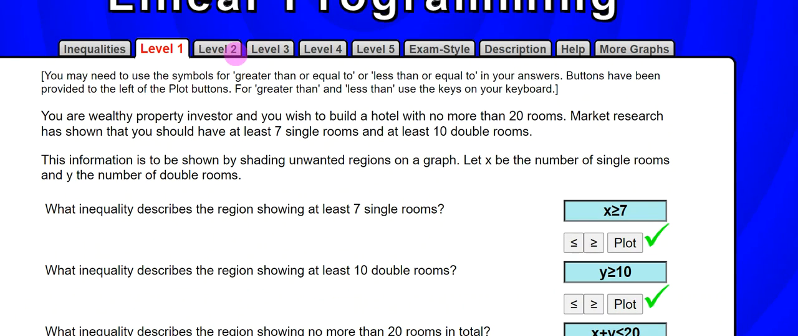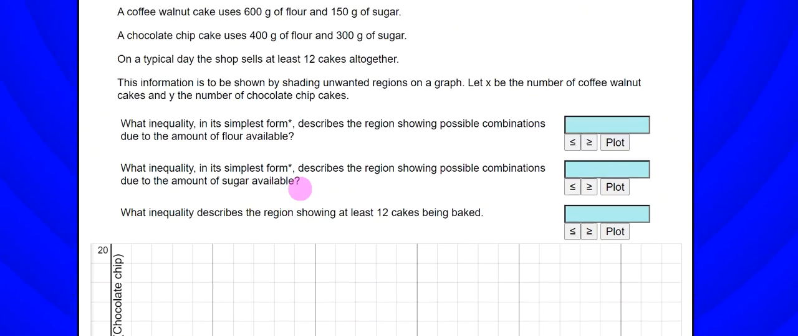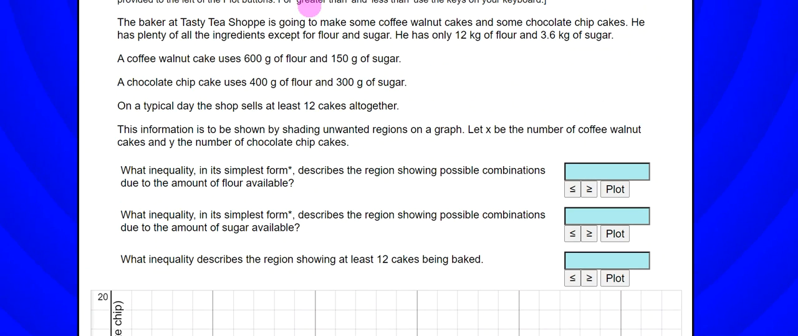All right. Level 2. I presume they get a little bit harder. Over to you.